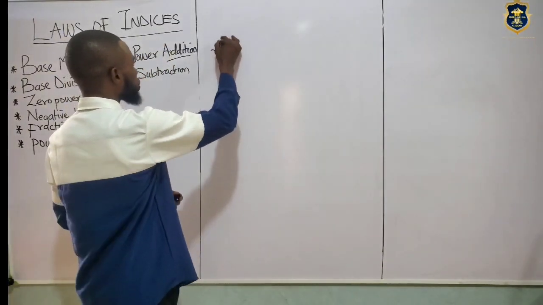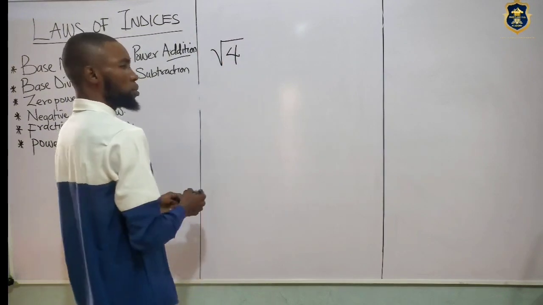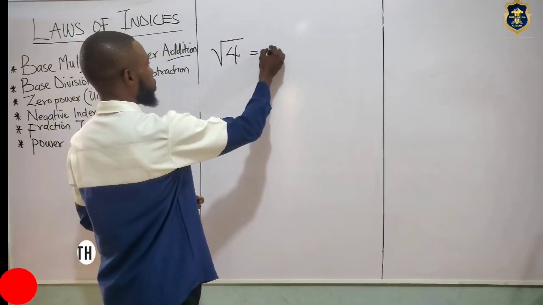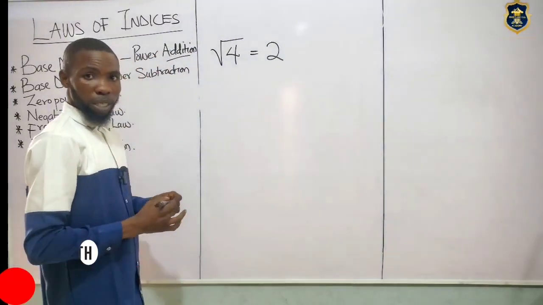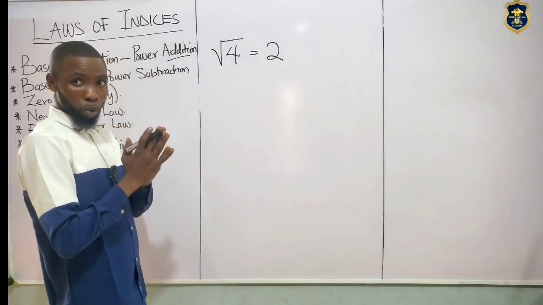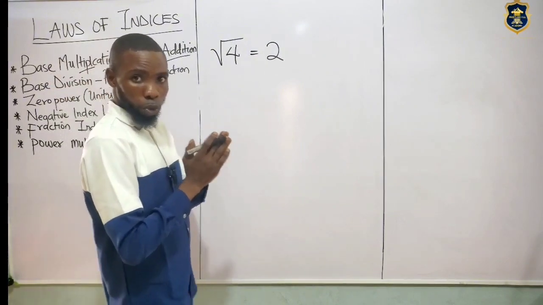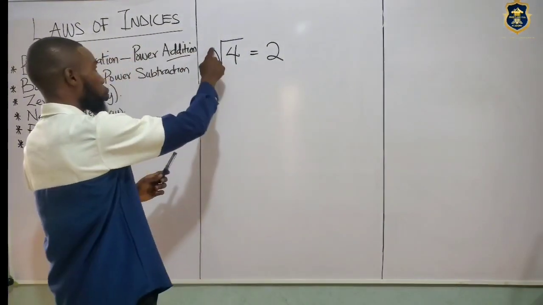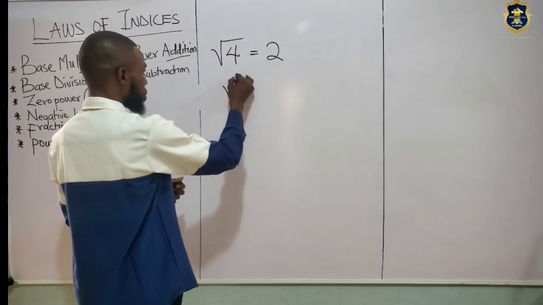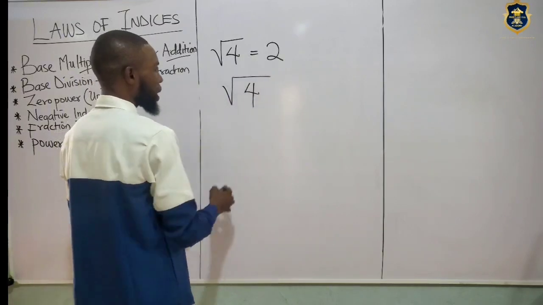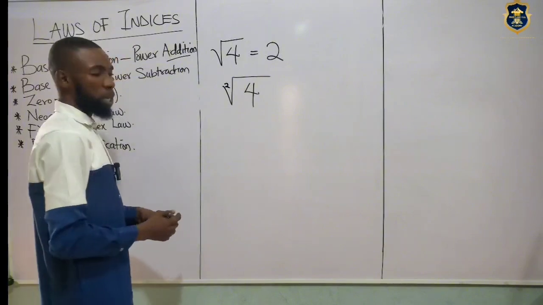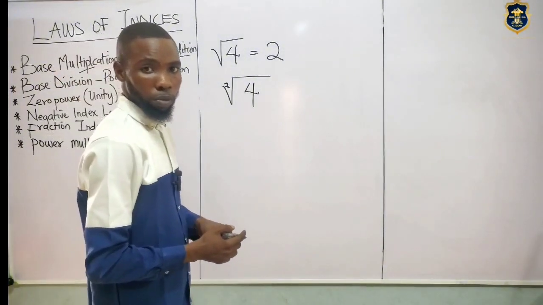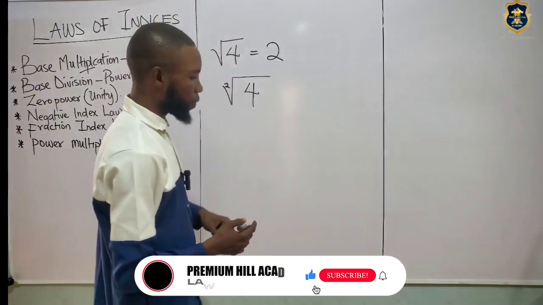If we have the square root of 4, we know that the square root of 4 is 2, right? But there's something they are not showing you in mathematics that I want to show you now. When we have this square root sign on 4, it actually means the second root of 4. What does the second root of 4 mean?